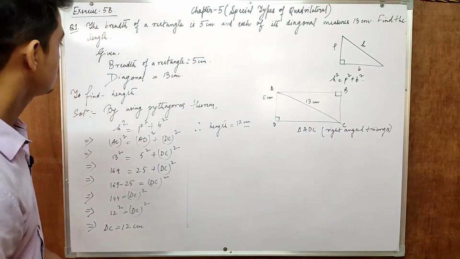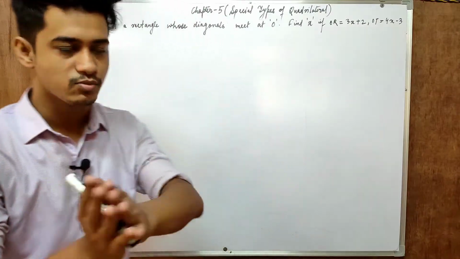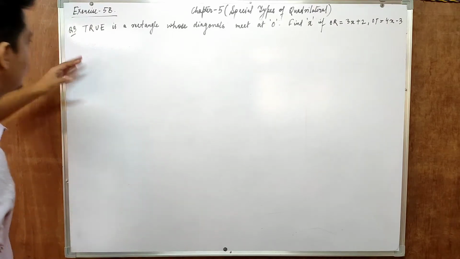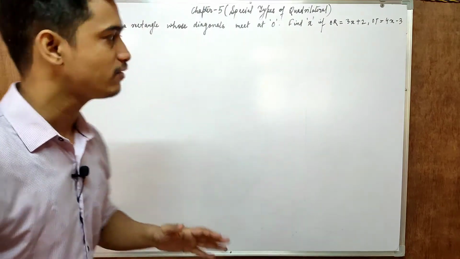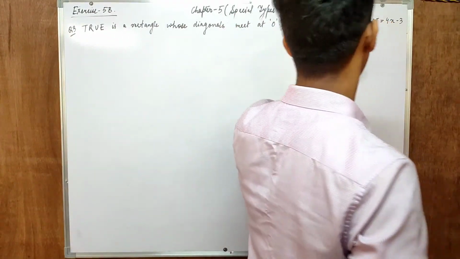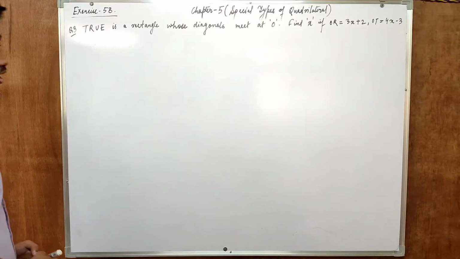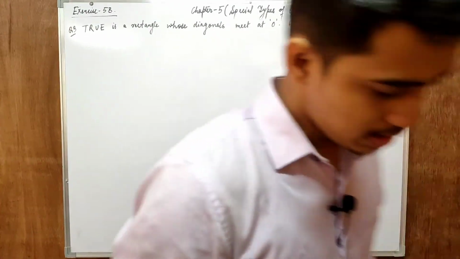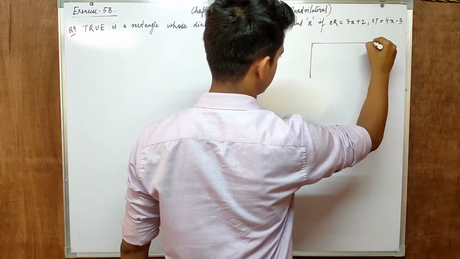After solving question number 1, let's move on to question number 3. Question number 3 is: TRUE is a rectangle. That is the name of a specific type of rectangle whose diagonals meet at O. Find x if OR is this one, OT is this one. The figure is also given in the book, so we will draw that figure. TRUE. All right, so here this is one rectangle.